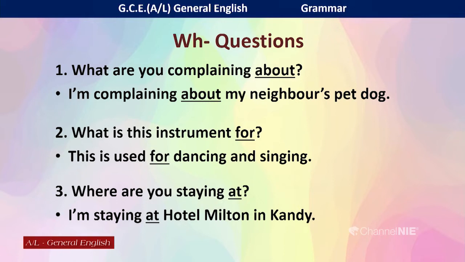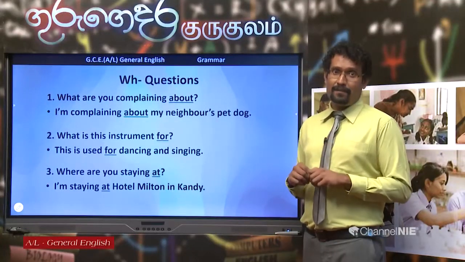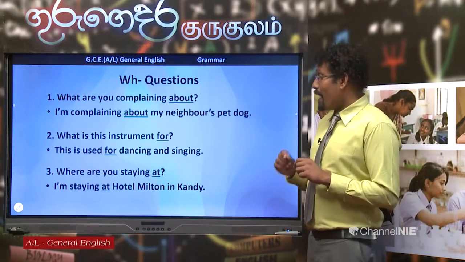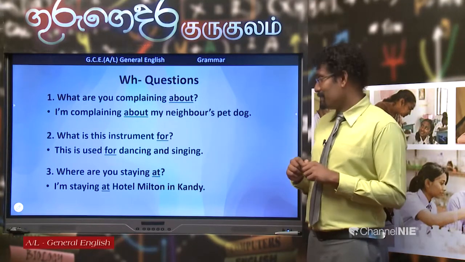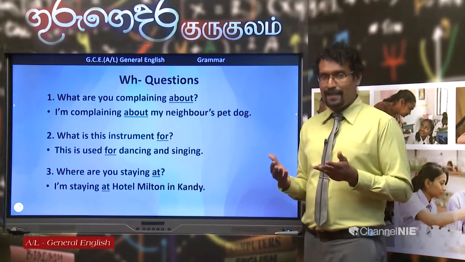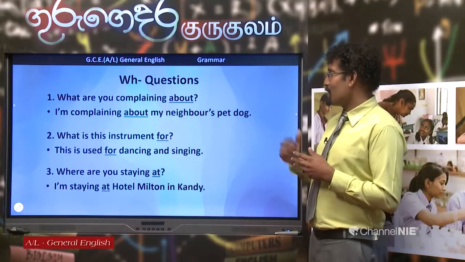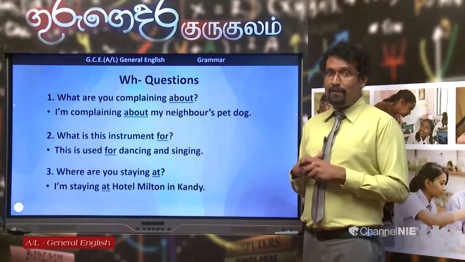Where are you staying at? I'm staying at Hotel Milton in Kandy. Staying means you live in a place for some time. Where are you staying at? I'm staying at Hotel Milton in Kandy. So, here about, for and at are used in WH questions.